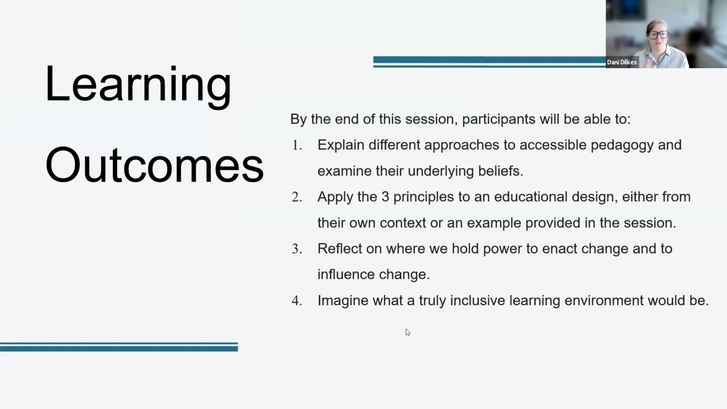So Yasser and I discussed what our goals were for this session, and we acknowledge that folks here might not be here because of these goals, but the way we planned the session was based around four learning outcomes. The first is to be able to explain different approaches to accessible pedagogy and examine their underlying beliefs. So we'll look at accommodation as well as universal design, as well as design justice. The second is to be able to apply the three principles of universal design to an educational design, either from your own context. So if you came with materials that you're actually working on in real life, you're welcome to use those, or we do have examples that you can work from.